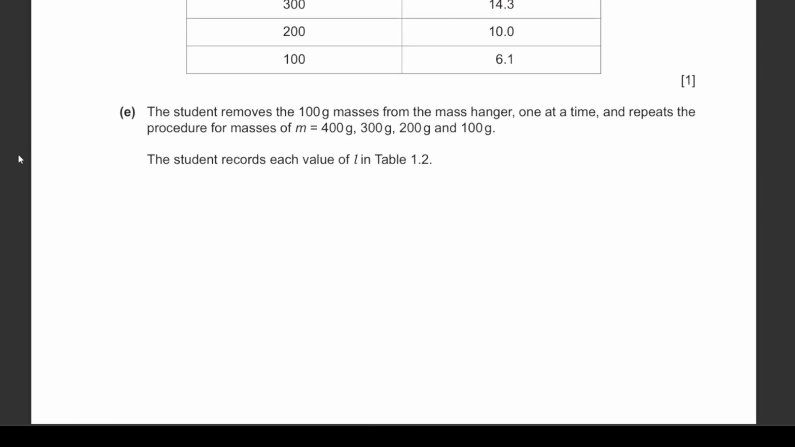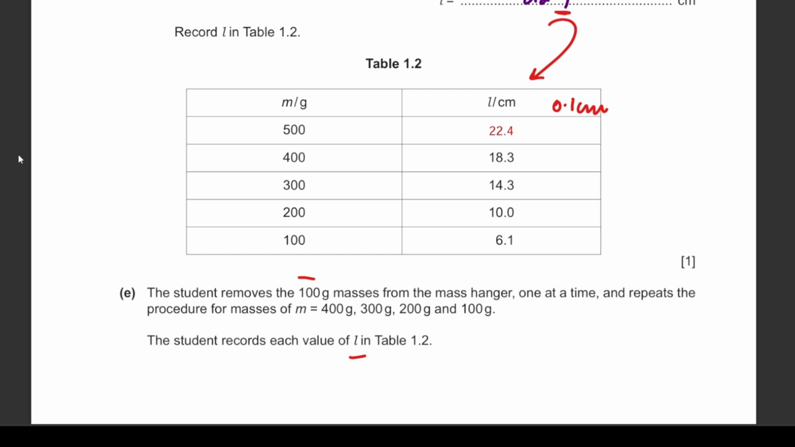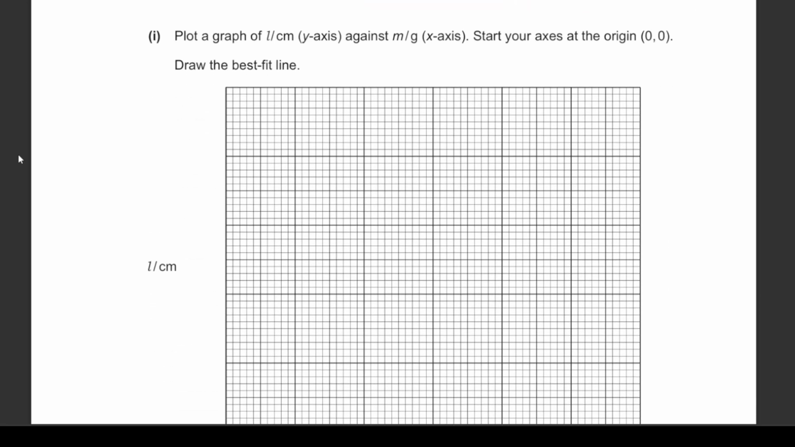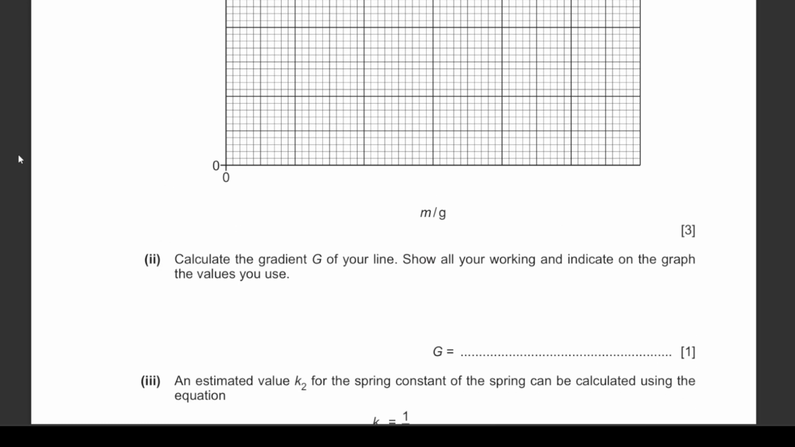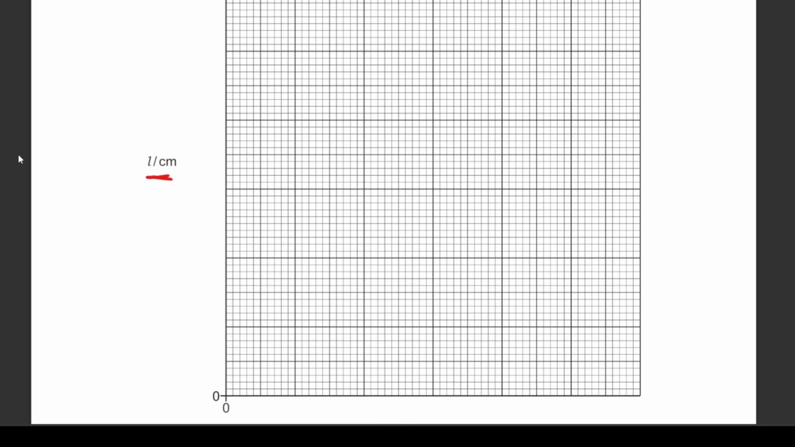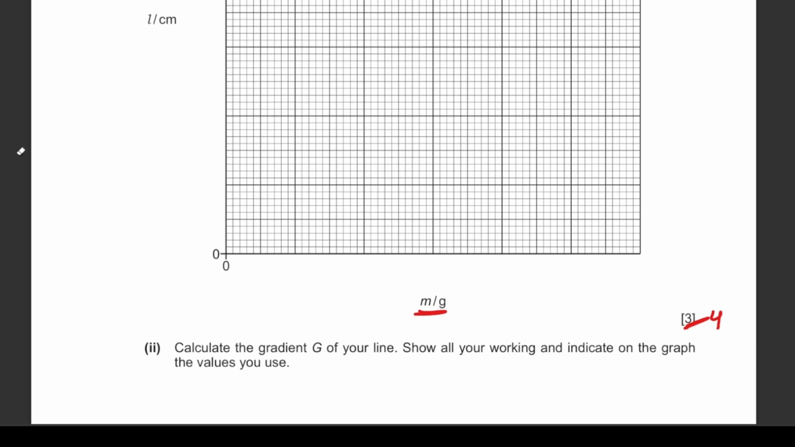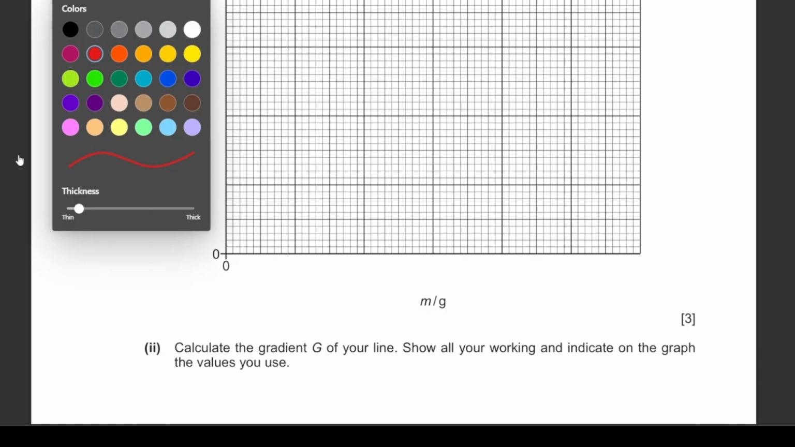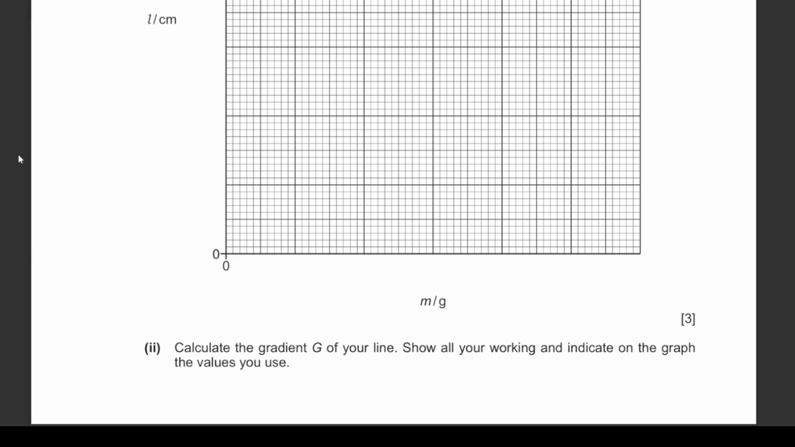Anyways, now he mentions that the student removes this mass and then records the value of L in table 1.2, and we've done that already. Okay. Now plot the graph of length in centimeters versus mass in grams. Now, you will notice in other papers that this graphical question is generally for 4 marks. The reason this is now for 3 marks is because he's already mentioned the axis labels, which actually carried 1 mark previously. Now, since this has already been done for you, it will not be given as a credit.